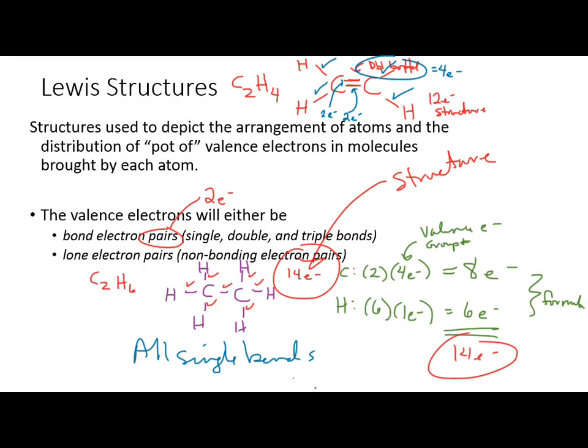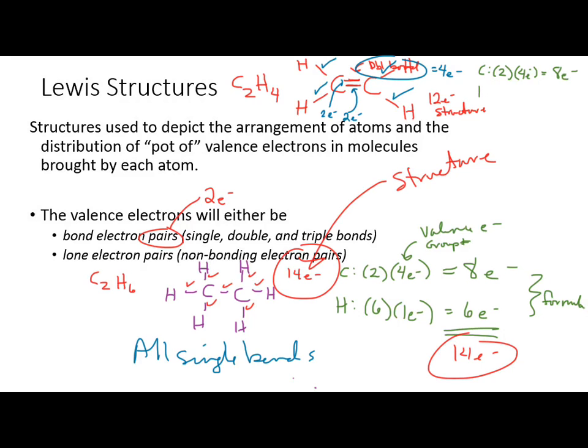And let's go ahead, and I'll change it to my green color. And so up here, let's come up with the pot of valence electrons. So carbon, there are again 2 carbon atoms. They're 4A, so there are 4 valence electrons for each. So collectively, there are 8 valence electrons for carbon.